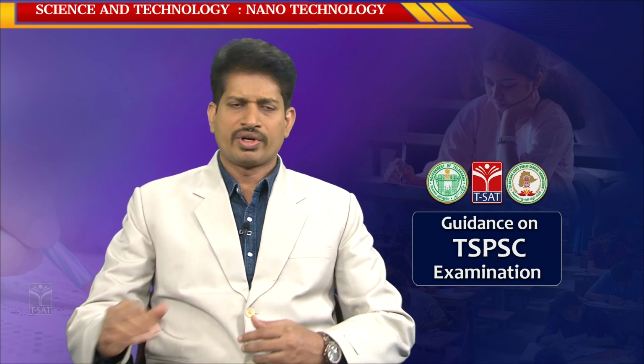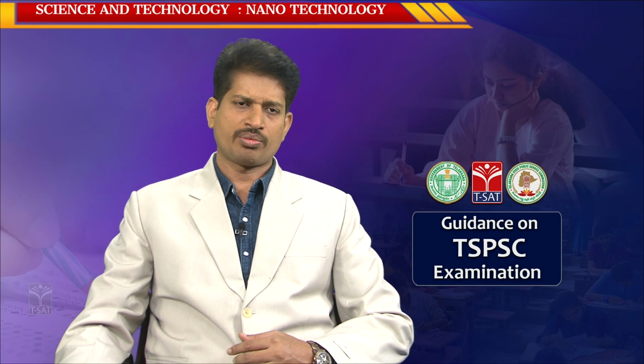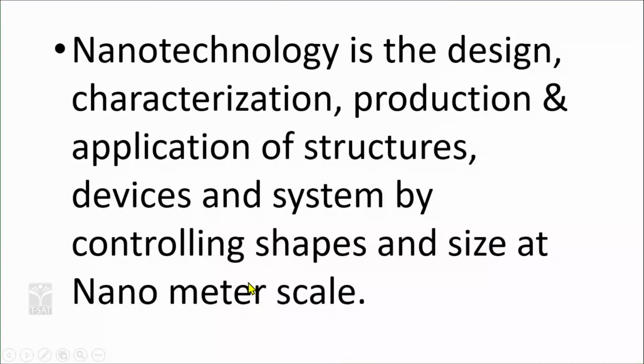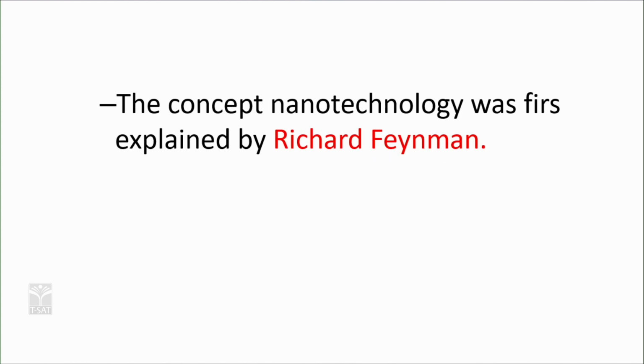So, these are all the different areas where nanotechnology is being applied. Nanotechnology is the design, characterization, production and application of structures, devices and systems by controlling shape and size at nanometer scale. So, you are controlling materials at nanoscales, that is where you are getting the advantage of nanotechnology.